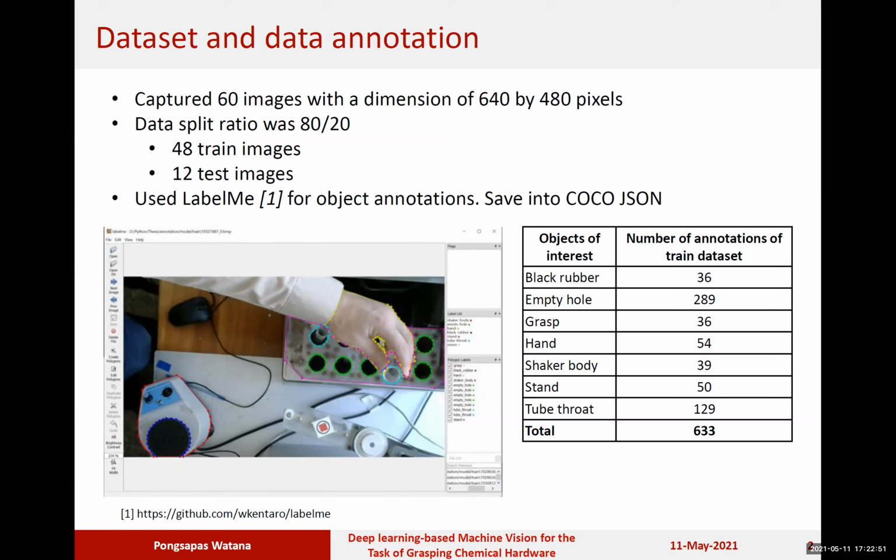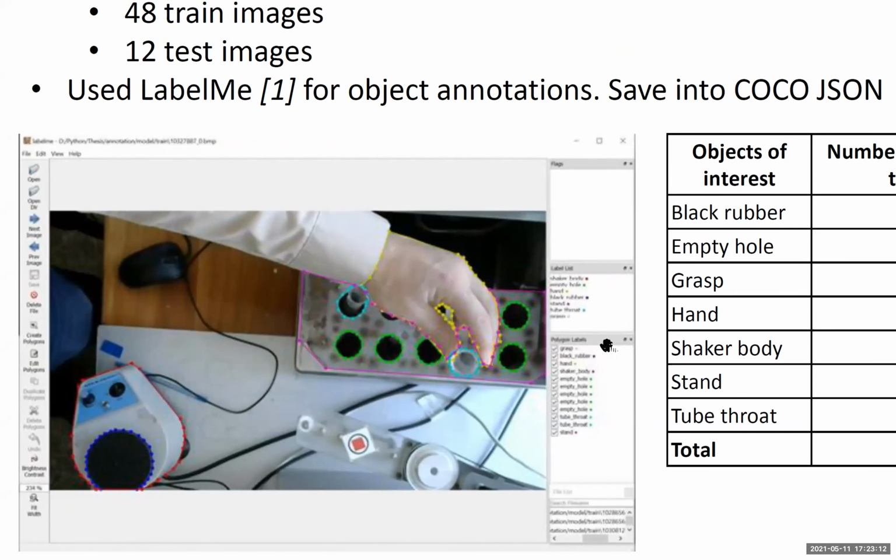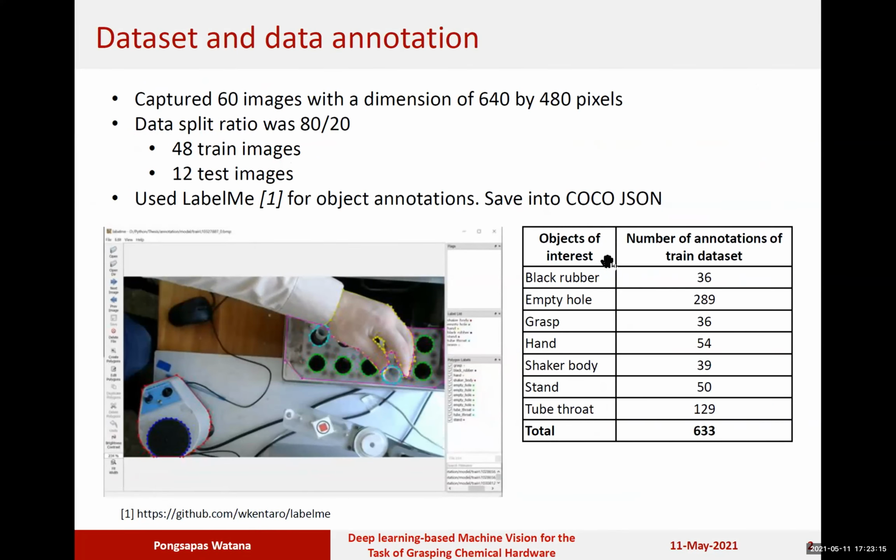Then we use LabelMe. It is a tool for object annotation. We draw a total of 633 polygons, and you can see here. There were 7 classes of our objects of interest: black rubber, empty hole, grabs, hand, shaker body, and stand and tube throat, with a total number of 633 objects from 48 training images.